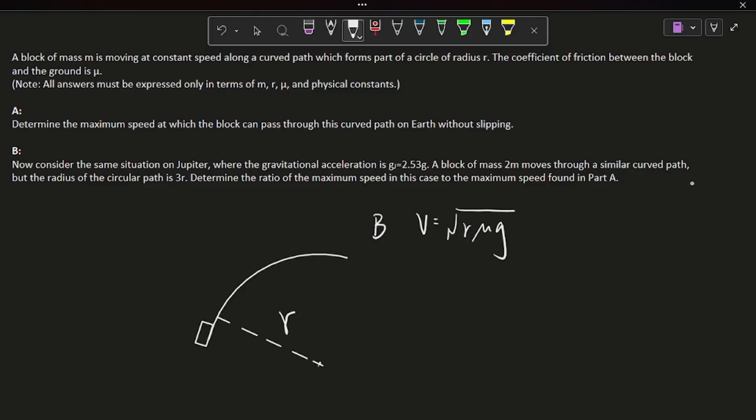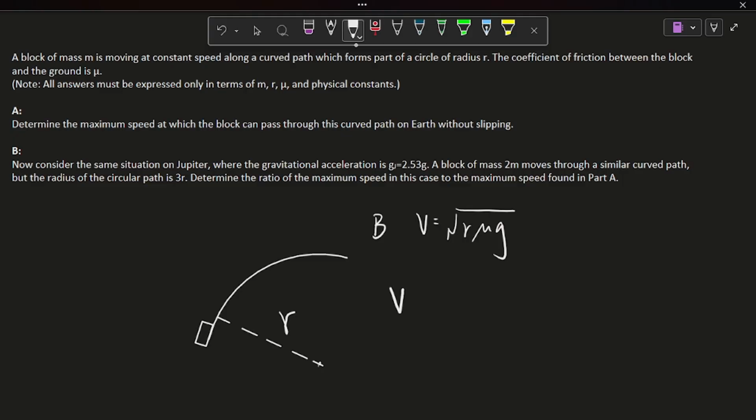All right, part B. Now consider the same situation on Jupiter, where the gravitational acceleration is equal to 2.53 g. A block of mass 2m moves through a similar curved path, but the radius of the circular path is 3r. Determine the ratio of the maximum speed in this case to the maximum speed found in part A. You don't need to solve that again, because we can just use the velocity expression we got from part A to help us find the answer. However, this time we're on Jupiter, not on Earth, so we're supposed to plug in the new value.